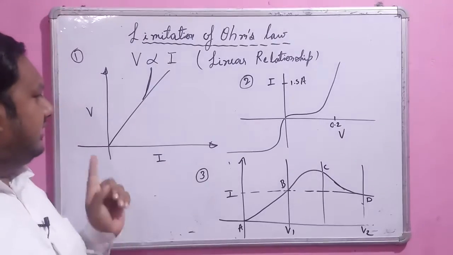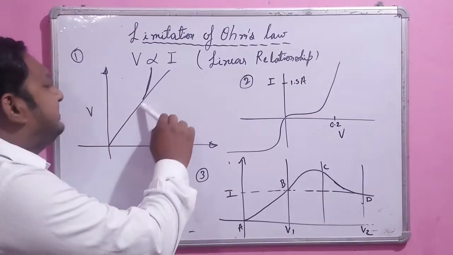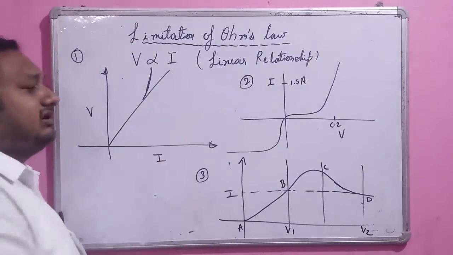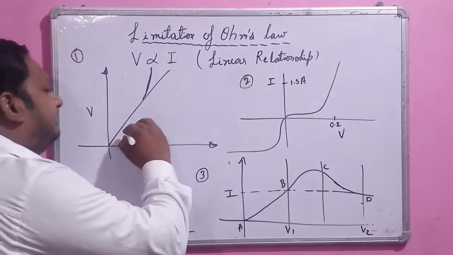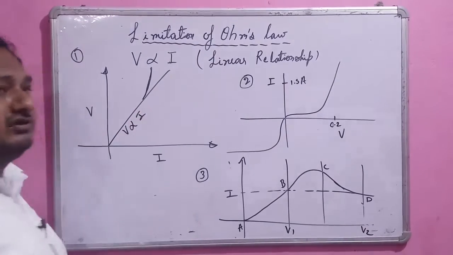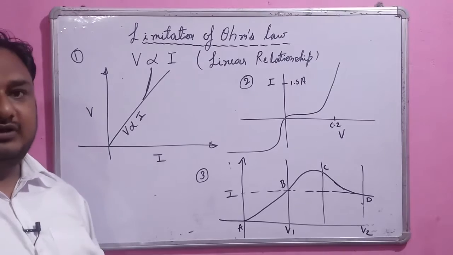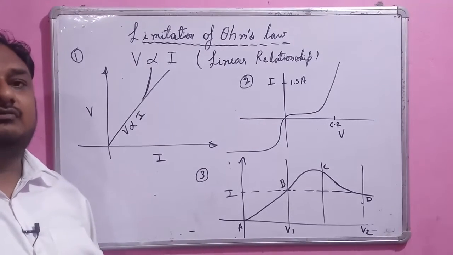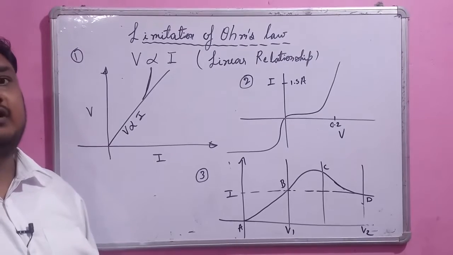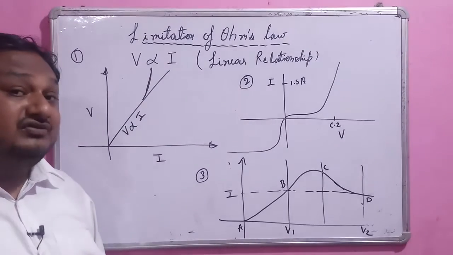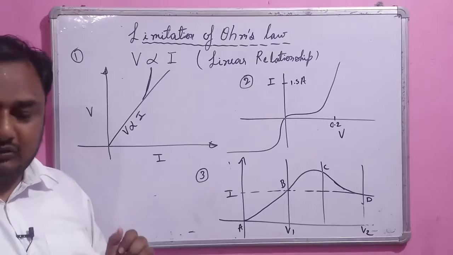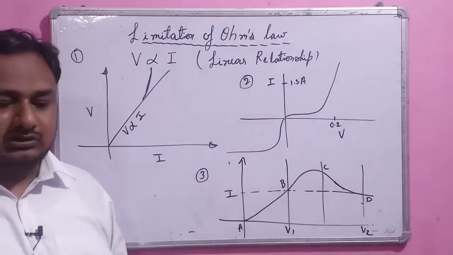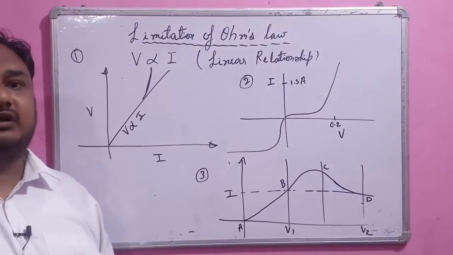Now, this is the linear region, up to which the potential difference is directly proportional to the current flowing in the conductor. As we increase the value of potential difference, the current will increase, and hence the temperature of the conductor will also increase, because you know Joule's law of heating, H equals I squared R T.